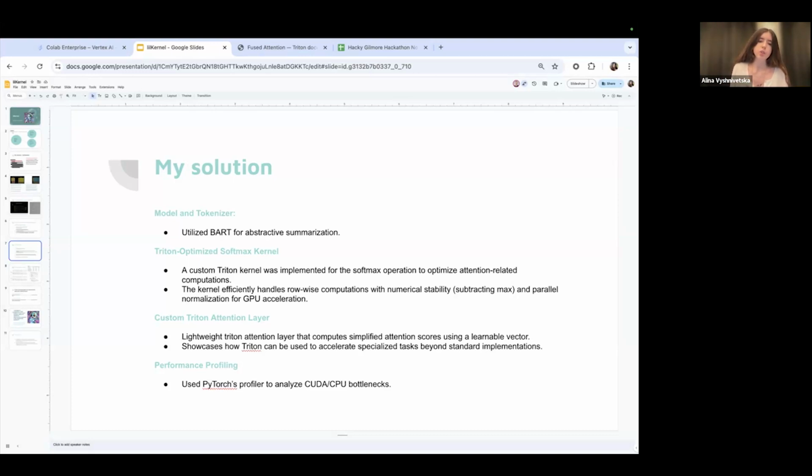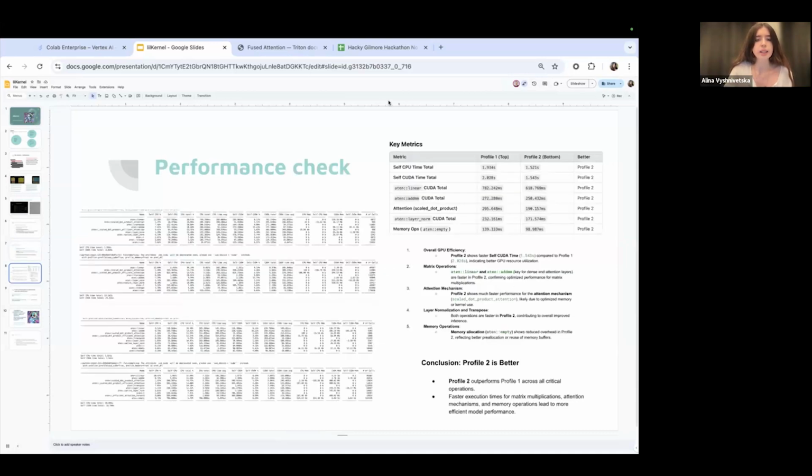And also what I did is a custom Triton attention layer. It maybe doesn't look like a super good solution because it's not multi-head attention, but actually the result was quite good. I was even surprised. And I used PyTorch for profiling. What I'm comparing here is the summarization pipeline written in pure PyTorch and the pipeline written using this Triton kernel.